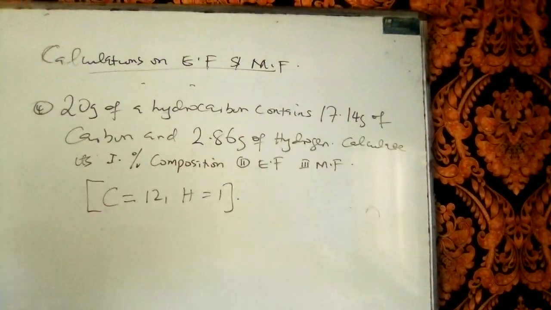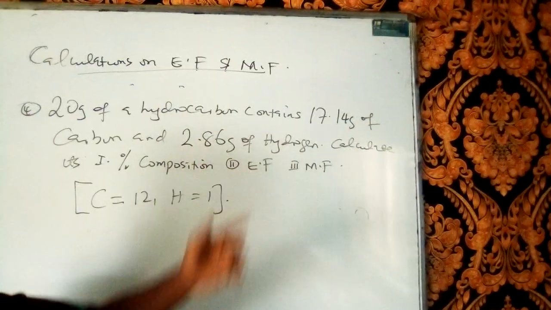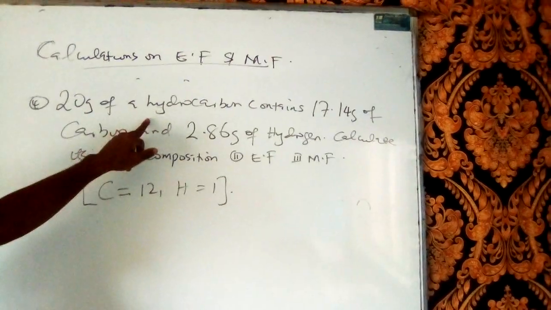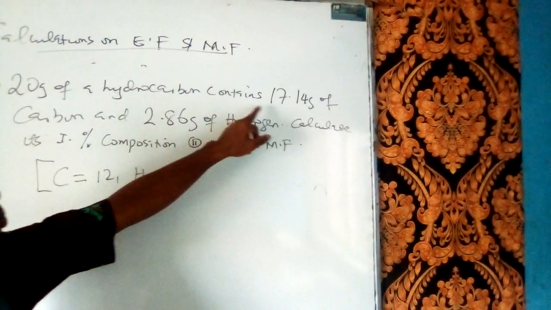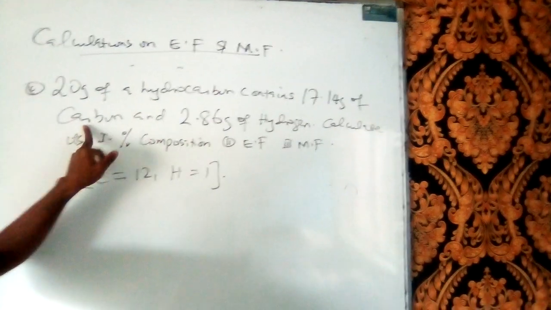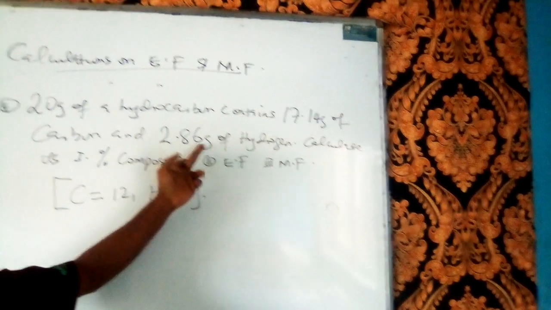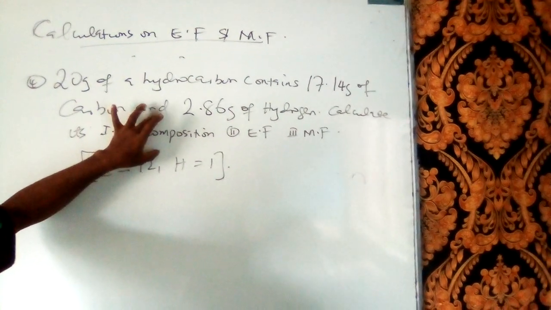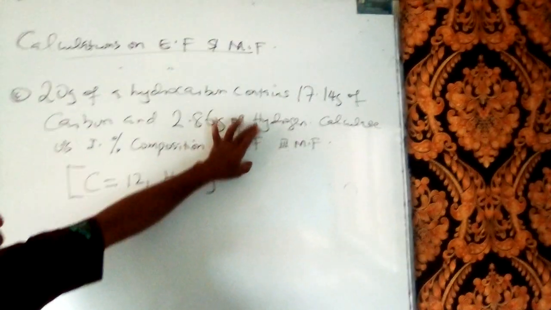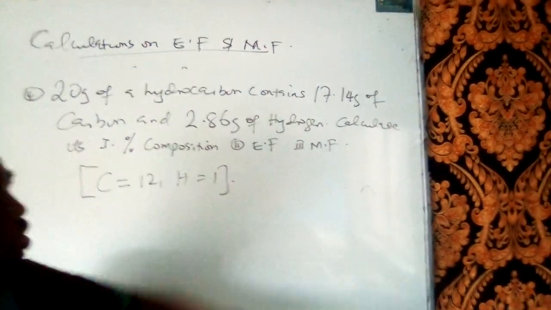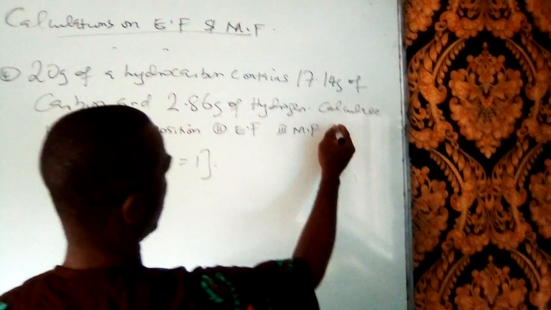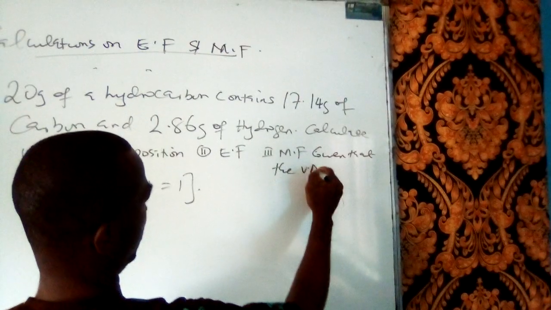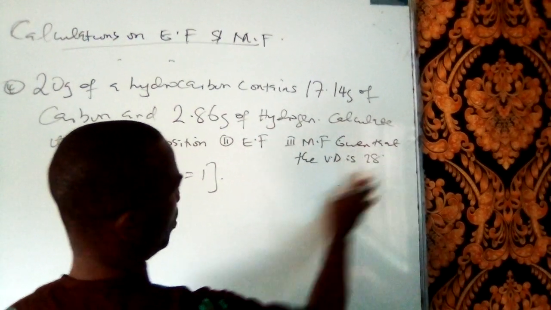Okay, now we'll come to the last example for today's tutorial class. This one tells us that 20 grams of a hydrocarbon contains 17.14 grams of carbon and 2.86 grams of hydrogen. Calculate number 1, the percentage composition, number 2, the empirical formula, and number 3, the molecular formula, given that the molar mass or the vapor density is 28.